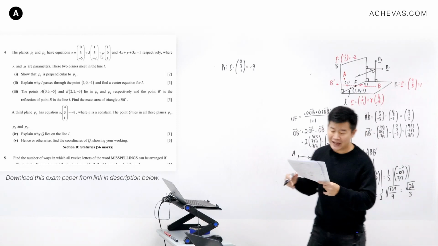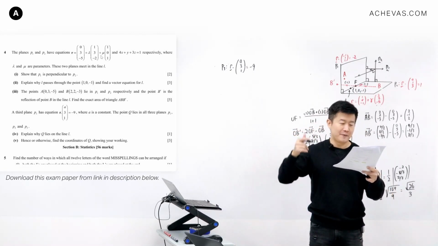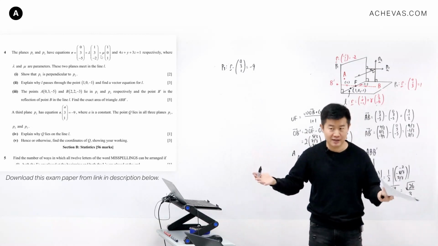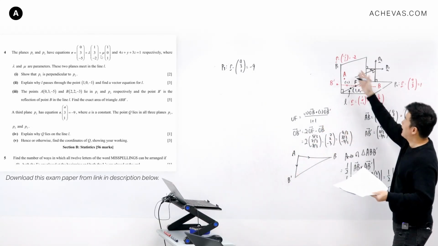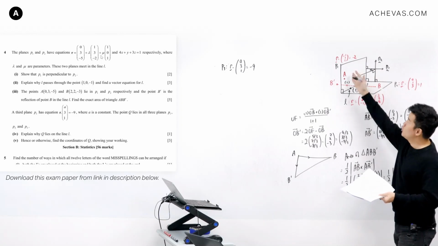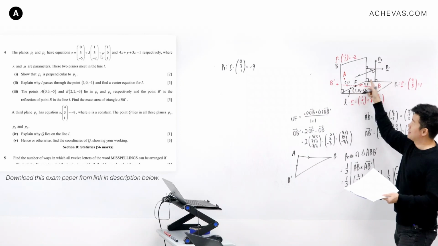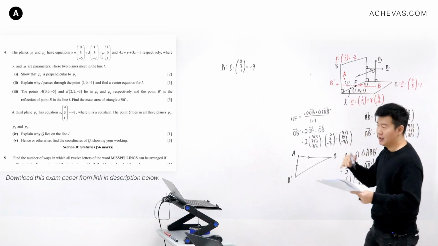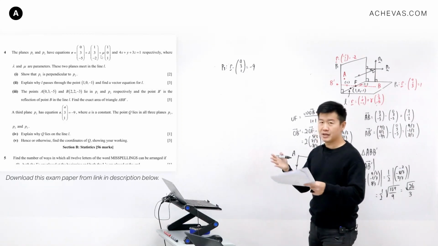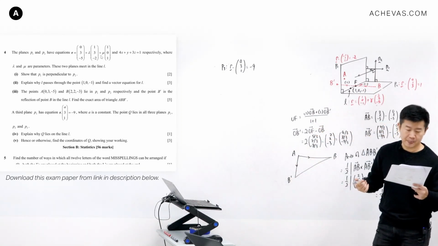Part 4, can we explain why Q lies on the line L? Obviously, right? Because Q lies on all the three planes, which means that Q will be lying on both P1 and P2. If Q lies on both P1 and P2, that means Q must be lying somewhere on the line L. Okay, so this is the reasoning. Q lies on P1 and P2. Therefore, Q lies on L.